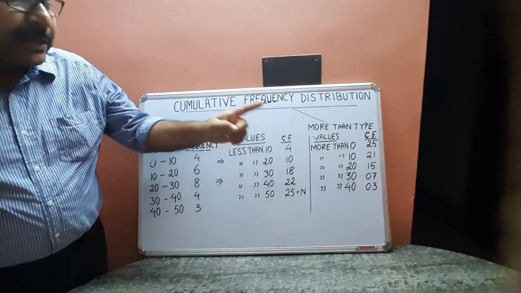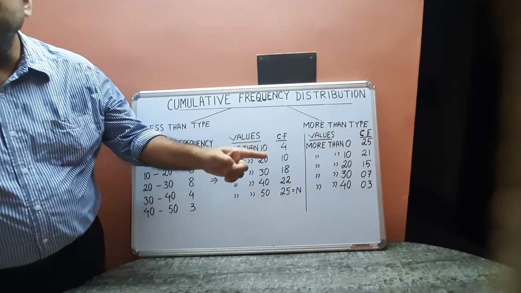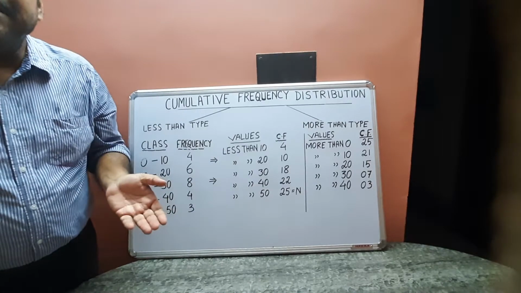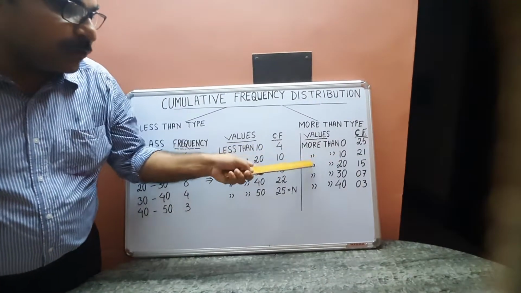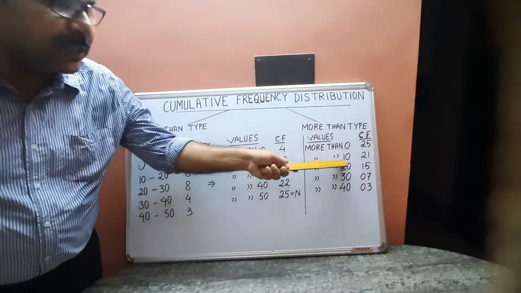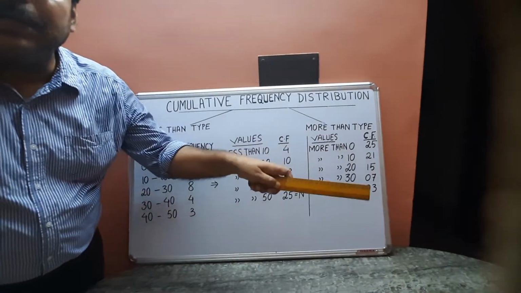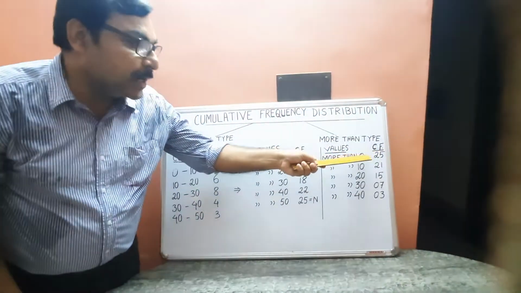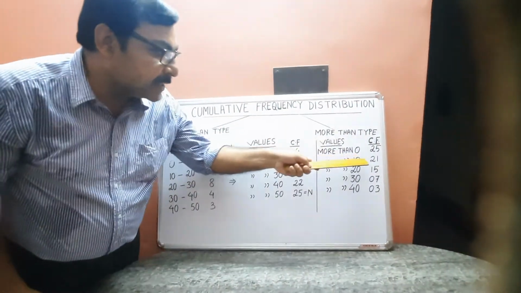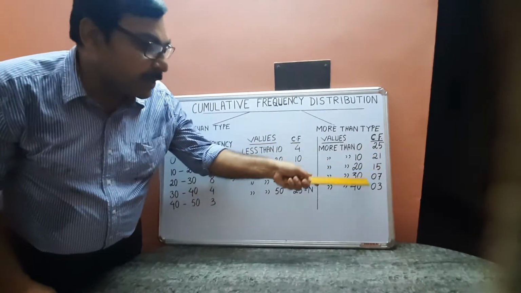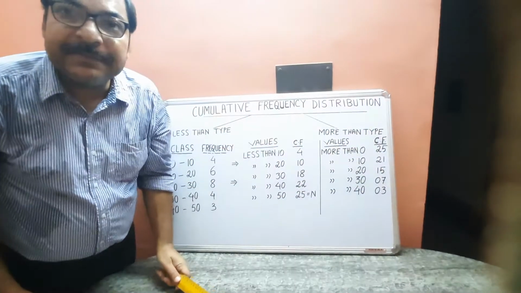I repeat, in case of more than type cumulative frequency, your formula is total minus less than. For example, more than 10. You want to find out how many values are more than 10. Your formula: total minus less than 10. Total is 25. Less than 10 is 4. So 25 minus 4, 21. In this way, you will calculate the CFs.